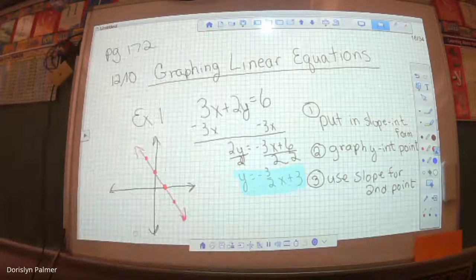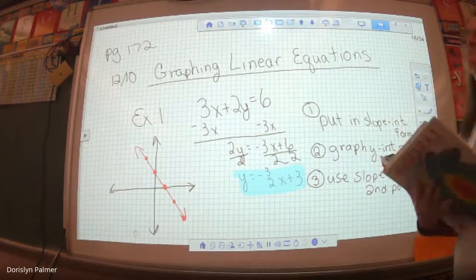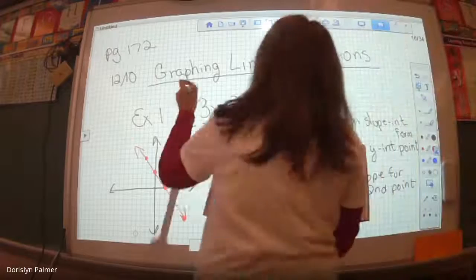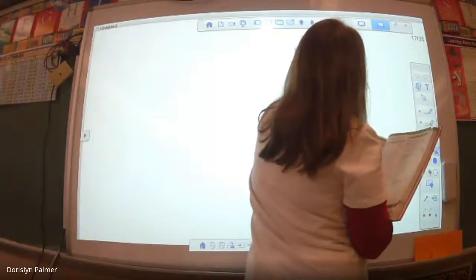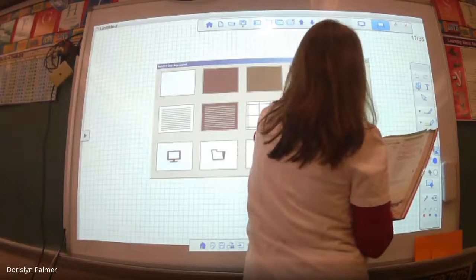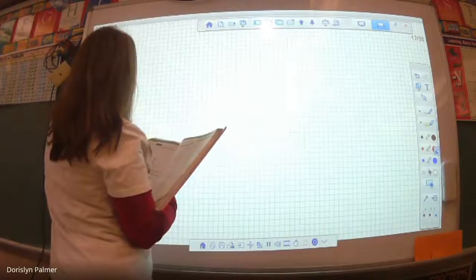So let's try another one. I have time, right? Yes. Okay. And I'm going to give my graph paper here because I'm going to be graphing. All right. Let's try example 2.